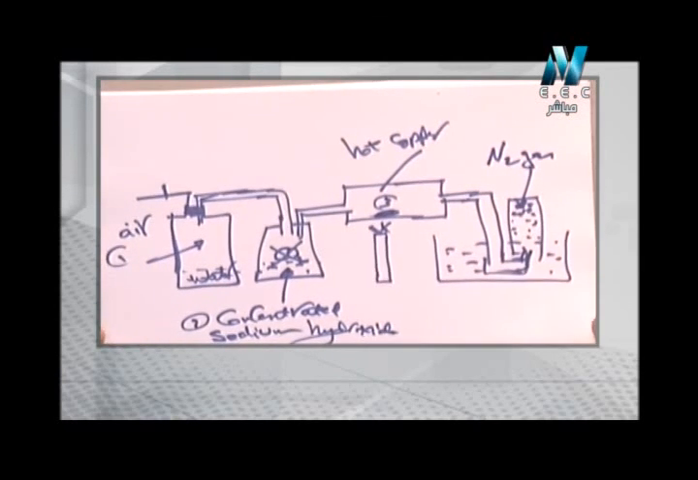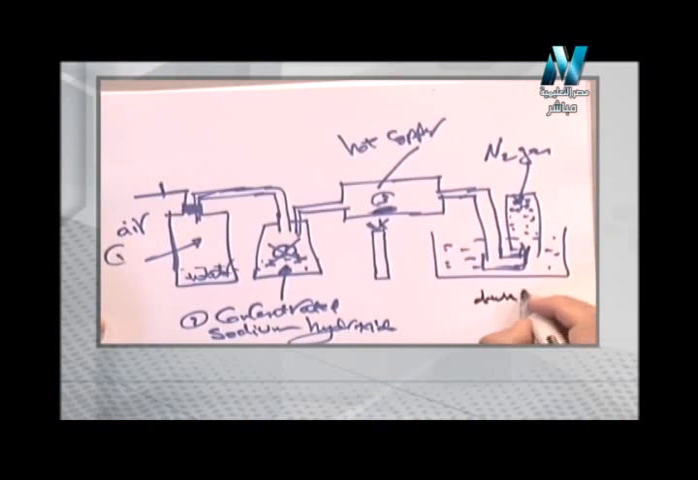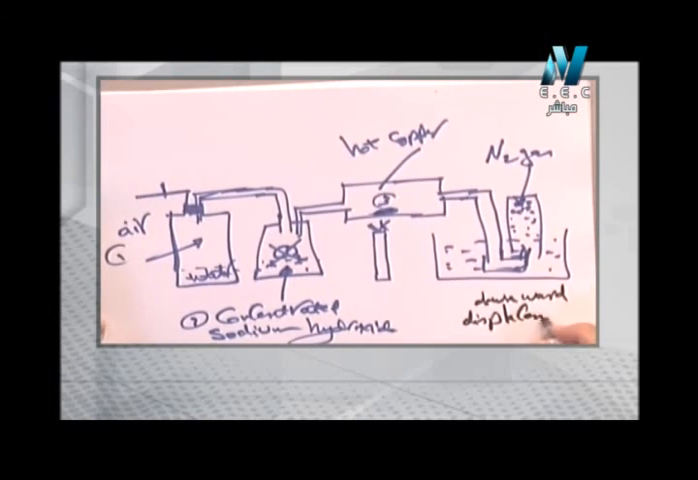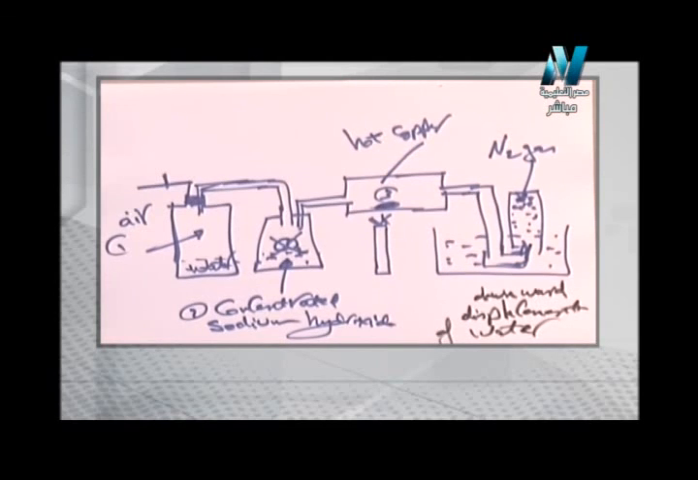So how do I collect nitrogen gas? By the same way as oxygen gas. By what? Downward displacement of water, sorry, not air. Downward displacement of water. So I can collect nitrogen gas by downward displacement of water. So here is the preparation of nitrogen gas.